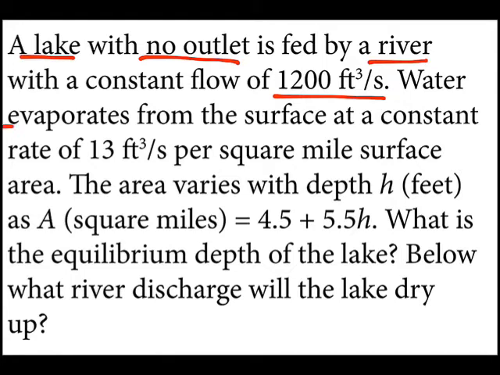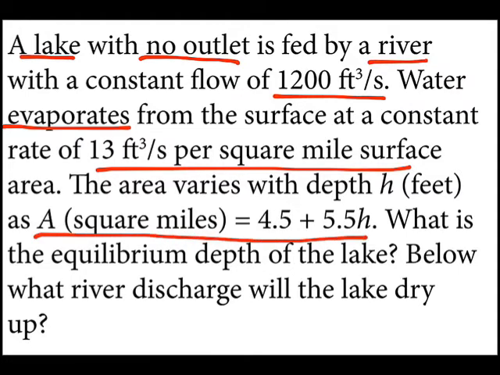We have evaporation, and there's a specified rate given, and the surface area of the lake is given by this equation. Goal 1 is the equilibrium depth of the lake. Goal 2 is the river discharge at which the lake will dry up.